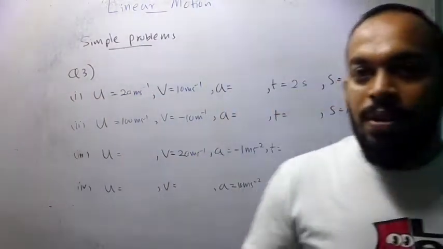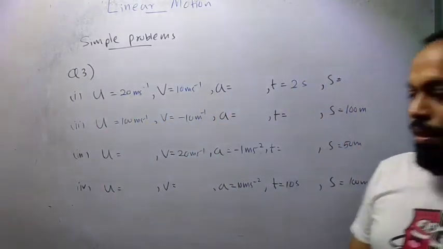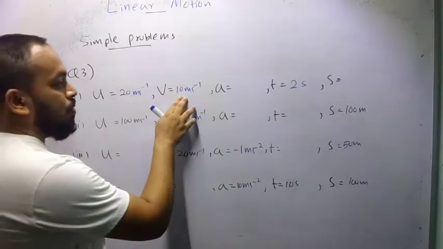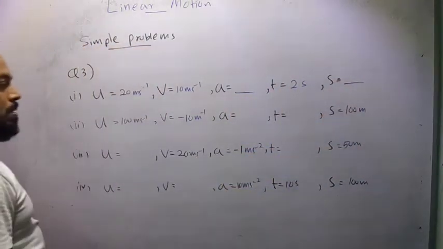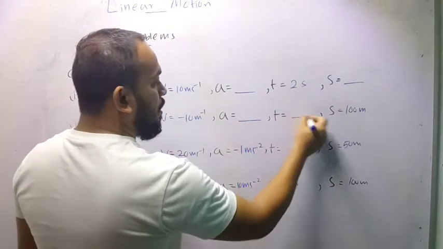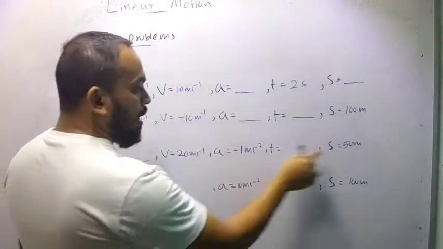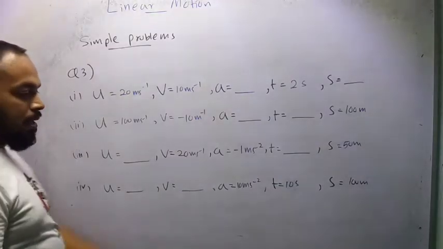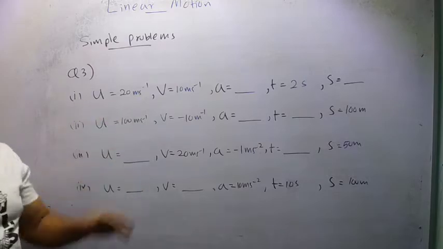Right. So I have listed out a matrix here: u, v, a, t and s. Then try these exercises. In the first, u, v and t are given. You need to find acceleration and displacement. In the next, u, v and displacement are given. You need to find acceleration and time. Then u is not given, but v, a and s are given. Find u and t. Then u and v are not given, but a, t and s are given. So find u and v. So please do these exercises.